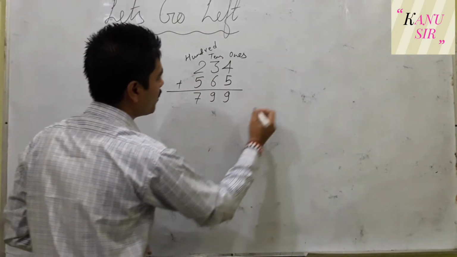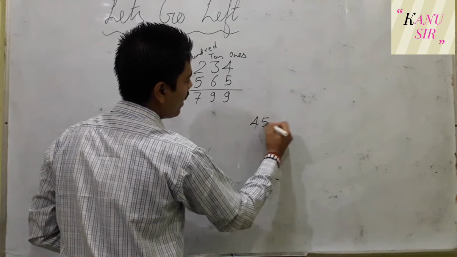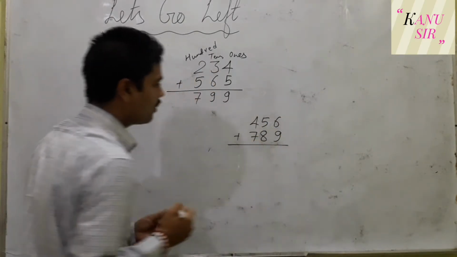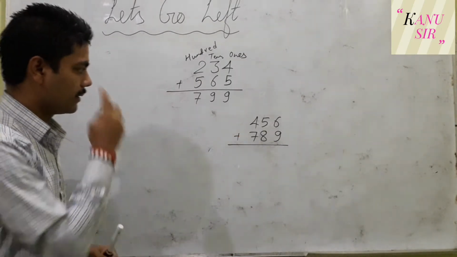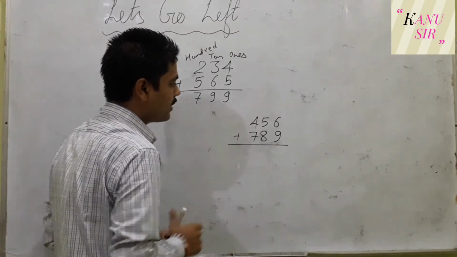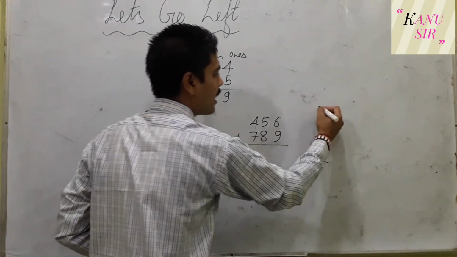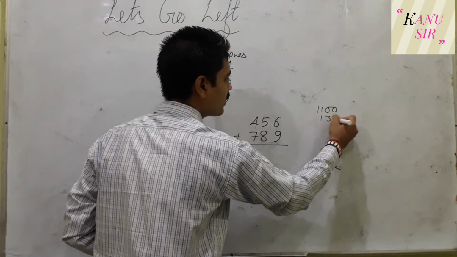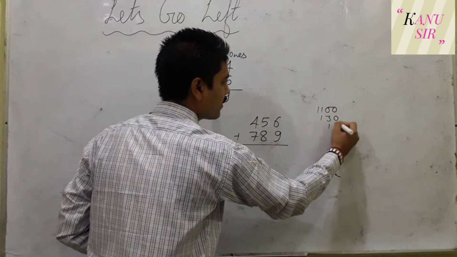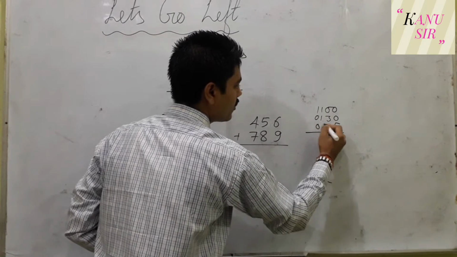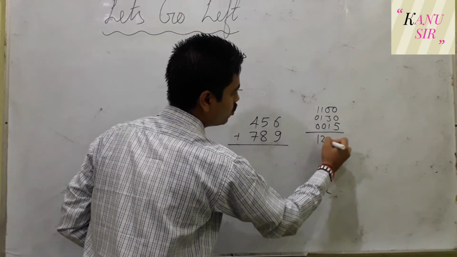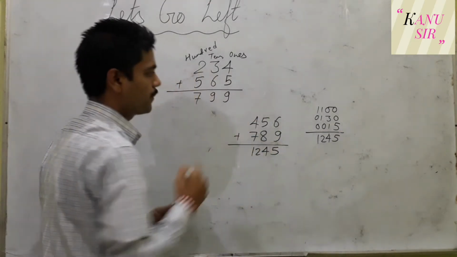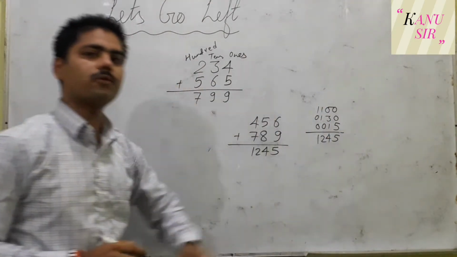Let us take the carryover problem now: 456 plus 789. Again the carryover problem. 400 plus 700 is 1100. 50 plus 80 is 130. 6 plus 9 is 15. Then you will understand that the answer is 1245. So still we have gone from left to right.